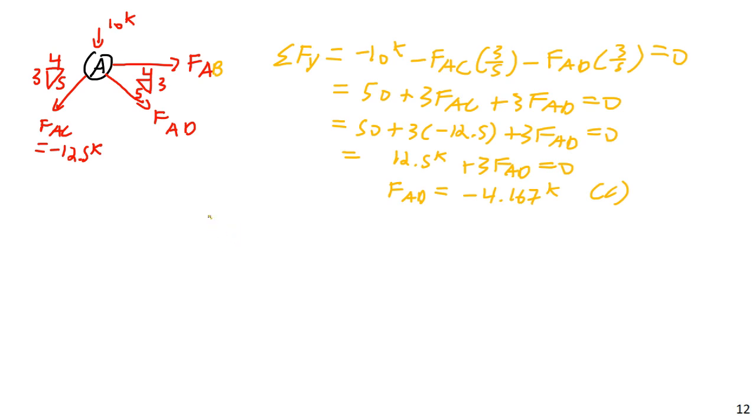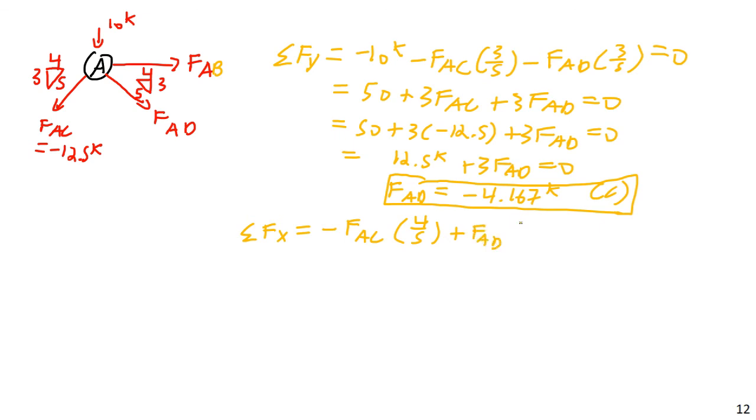Okay. So next, I'm going to find the sum of forces in the horizontal direction, the sum of forces in the x direction. Let's go ahead and box that. Sum of forces in the x direction, I'll have negative FAC times 4 over 5, plus FAD times 4 over 5, plus FAB. And all of this is equal to 0, of course, because it's in equilibrium.